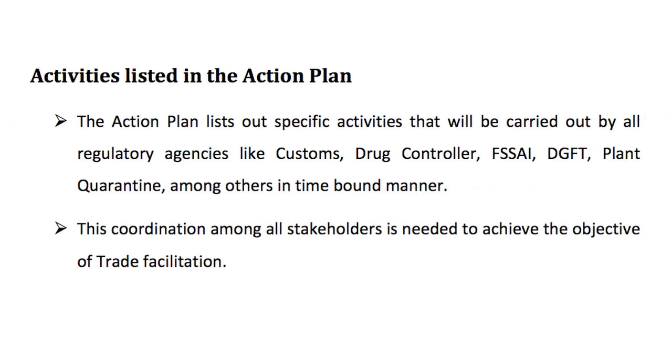The action plan lists specific activities that will be carried out by all regulatory agencies like Customs, Drug Controller, FSSAI, DGFT, Plant Quarantine, among others, in a time-bound manner. This coordination among all stakeholders is needed to achieve the objective of trade facilitation.